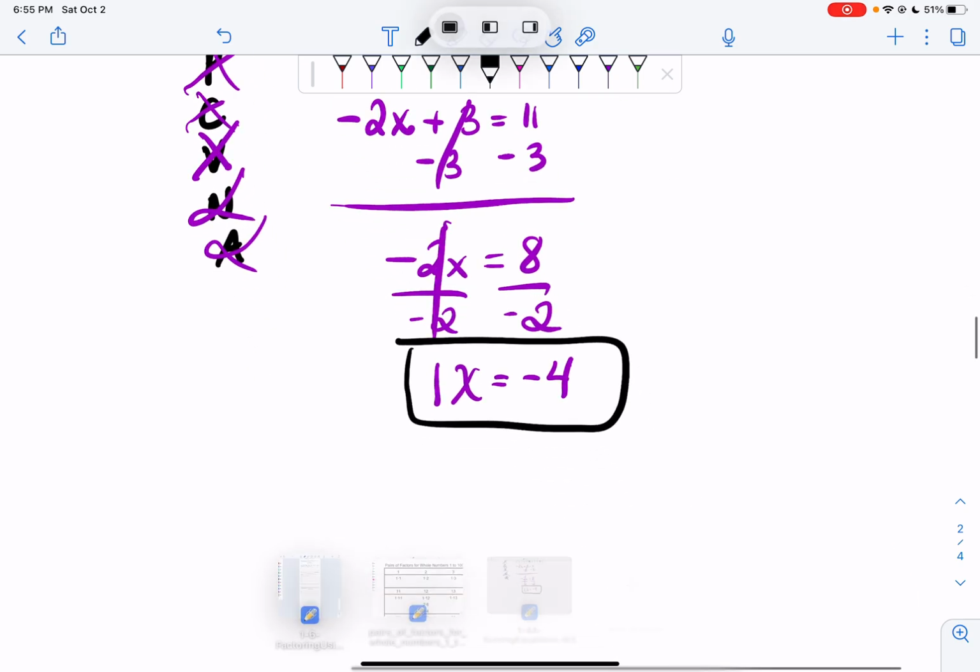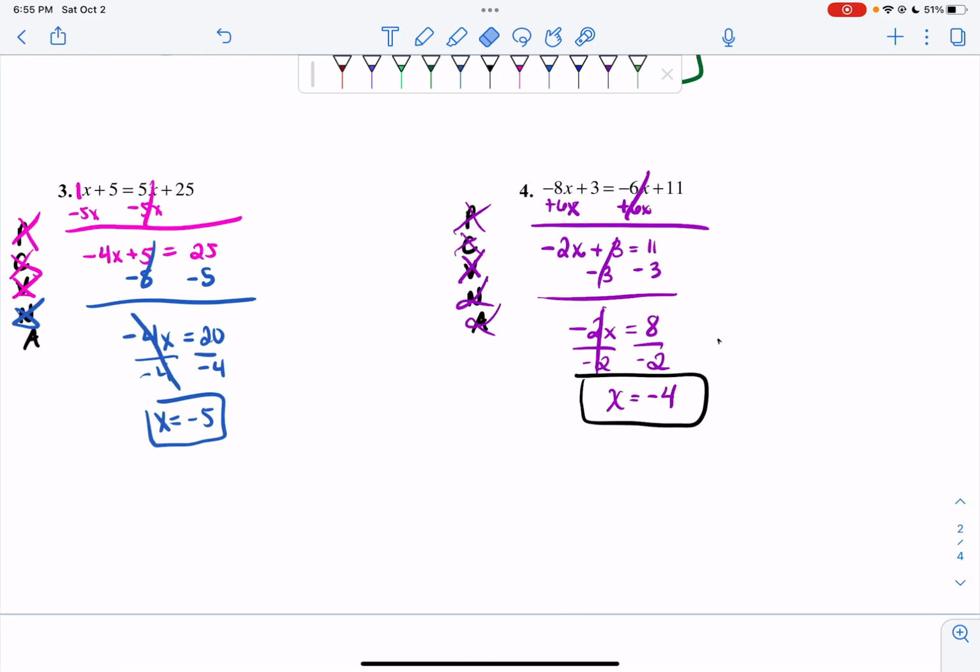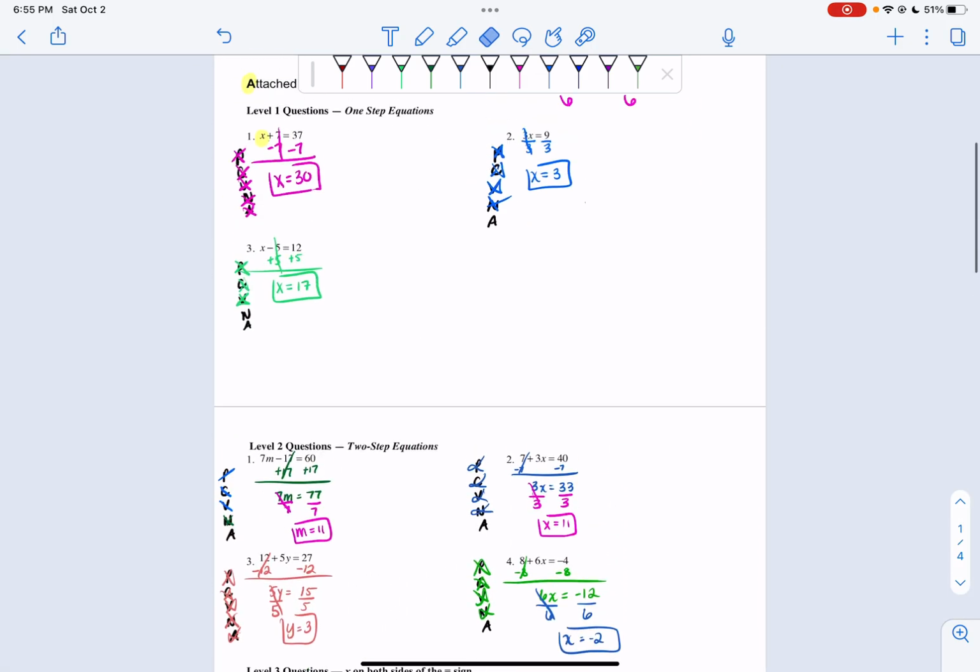X is equal to negative 4. You don't have to write 1x. You do not have to write 1x. And those are how you solve level 1, level 2, and level 3 equations.